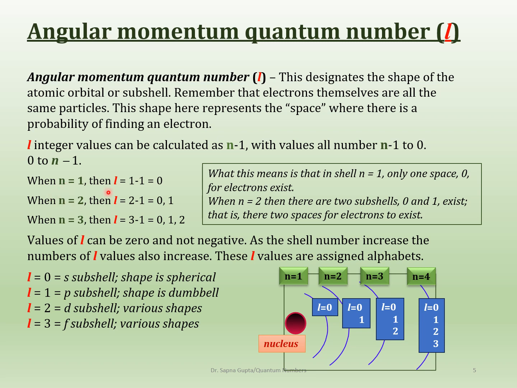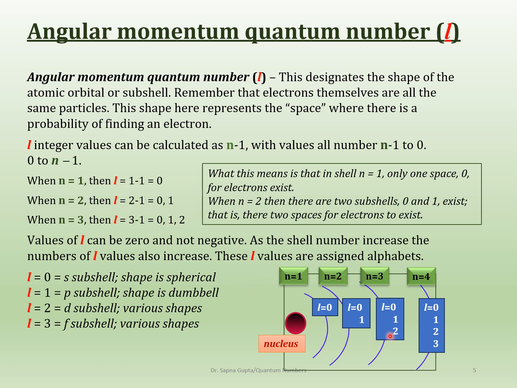When n is equal to 1, then L is equal to 1 minus 1, which is 0. When n is equal to 2, then L is equal to 2 minus 1, so it can be a 0 or a 1. So any number from n minus 1 all the way to 0. When n is equal to 3, then L can be 3 minus 1, so 0, 1, and 2. These are the possible numbers in there.